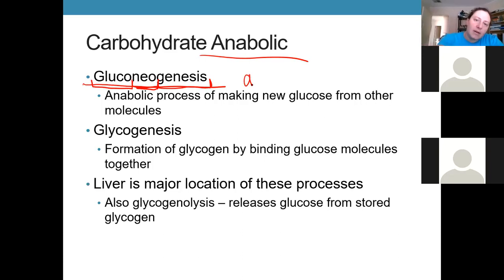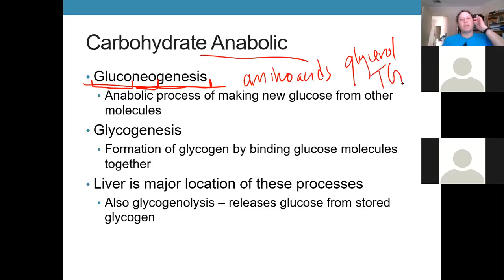And we can do that out of amino acids, and we can do that out of the glycerol portion of triglycerides. There's a couple of different things we can use. We can also store glucose as glycogen. So if you attach a bunch of glucoses together, you get glycogen. And so when we want extra around so that we don't have to rely on gluconeogenesis or the diet for glucose, we store it.